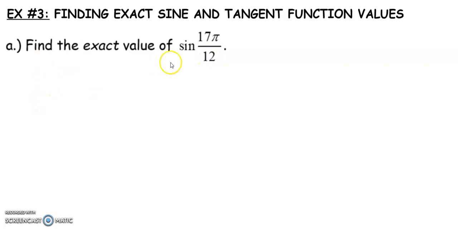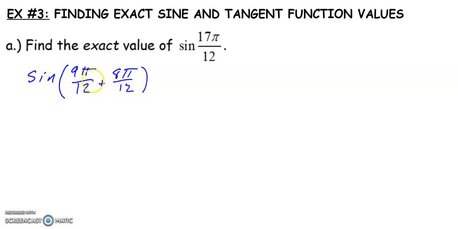So I want two fractions that add up. Instead of finding the sine of 17 pi over 12, let's find the sine of 9 pi over 12 plus 8 pi over 12. I'm going to leave them as 12ths for right now so you can see what I'm talking about. 9 pi plus 8 pi gives me 17 pi. Why did I choose these? These are actually on the unit circle. Because 9 pi over 12 simplifies to 3 pi over 4, and 8 pi over 12 simplifies to 2 pi over 3. I divided both by 3 and 4.